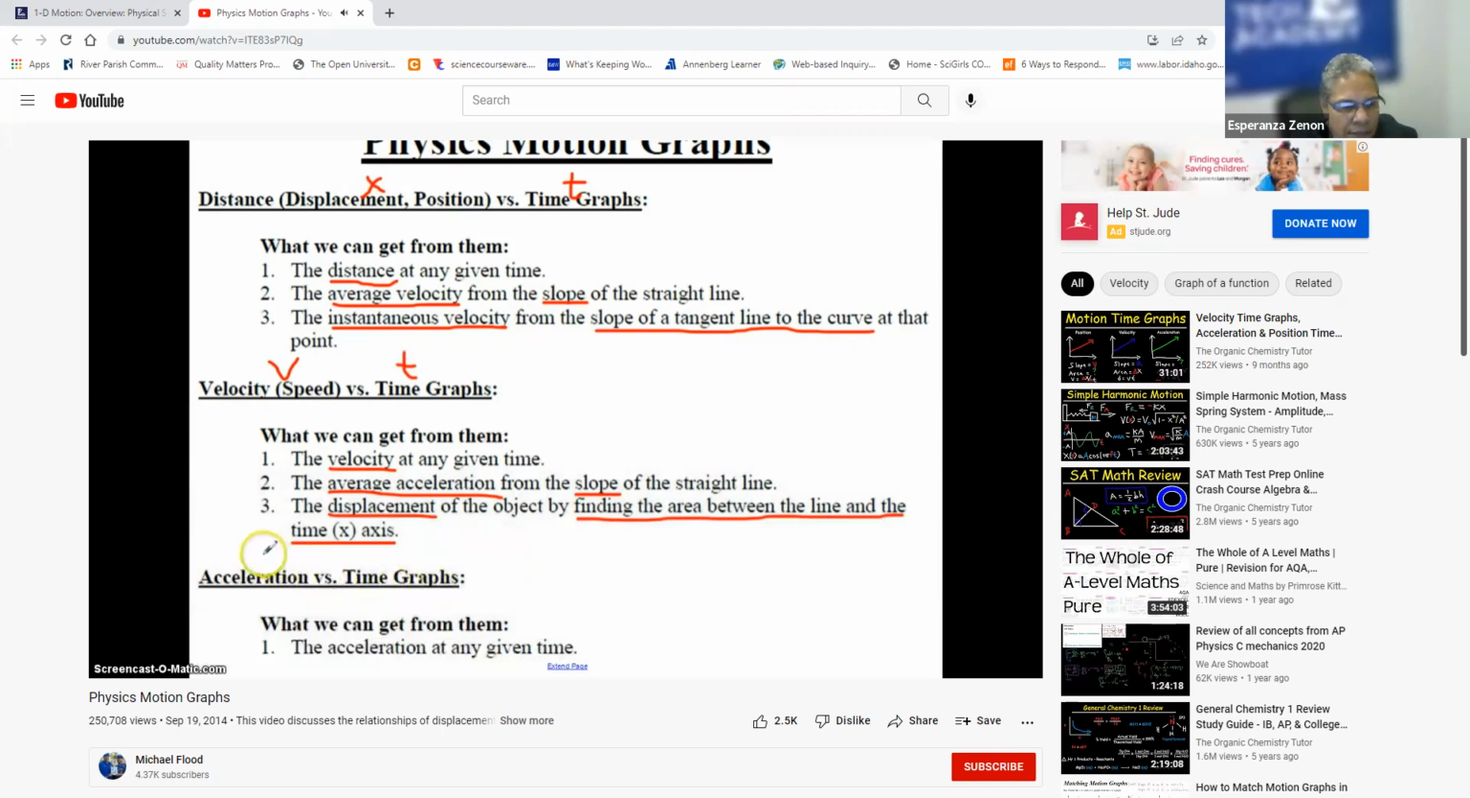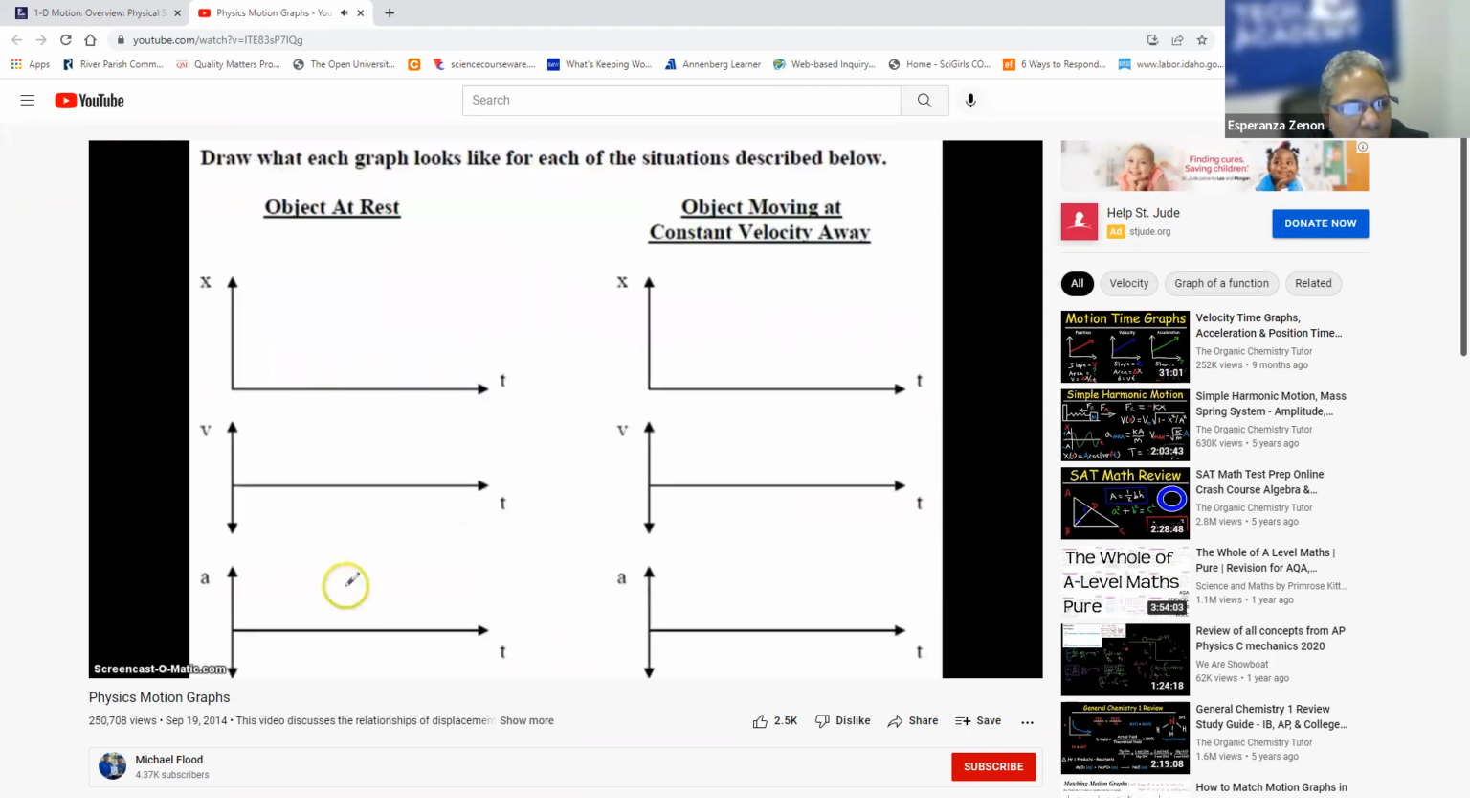Our last type of graph is the acceleration versus time graph. Our symbol for acceleration is A, and of course versus T. So these would be AT graphs. And what can we get from them? Only the acceleration at any given time. They are the most limited type of motion graph as far as the information we can attain from them. And again, I'll demonstrate this for you as we start to do the various graphs for all the types of motion. Let's move on to that, and let's take a look at what we're going to do for each of these motion scenarios or situations.